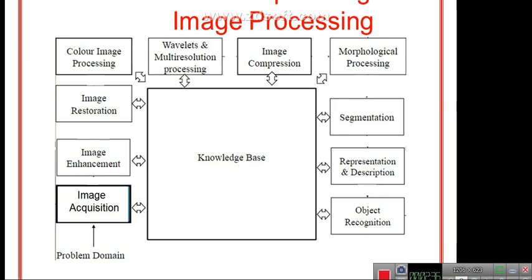And segmentation, which is used to segregate or separate the object from a given image. For that we use segmentation techniques. And representation and description: representation is used to represent each feature of an object in an image, and description is used to describe the objects of an image. Then object recognition, where we give a label to each and every object in the image. So these are all the fundamental steps in digital image processing.